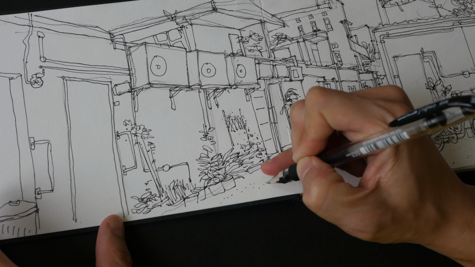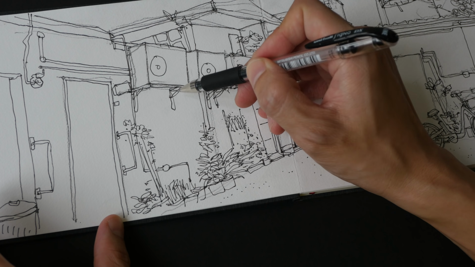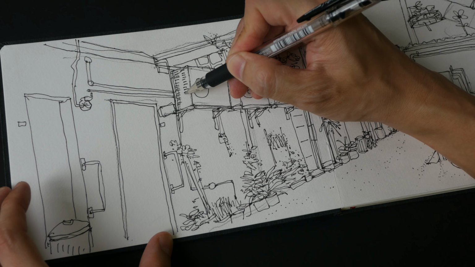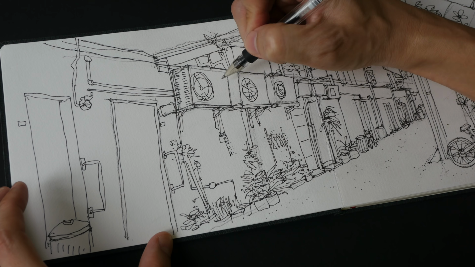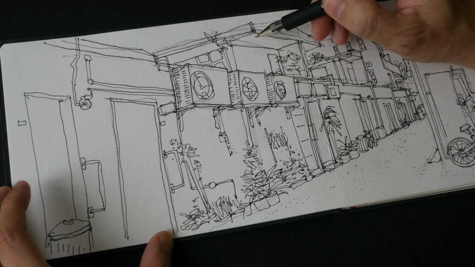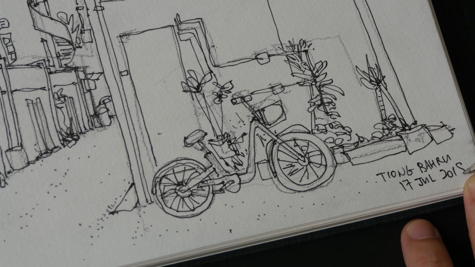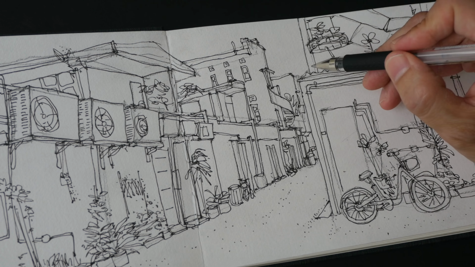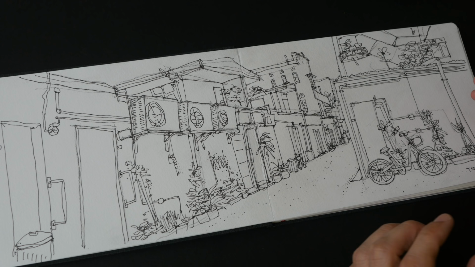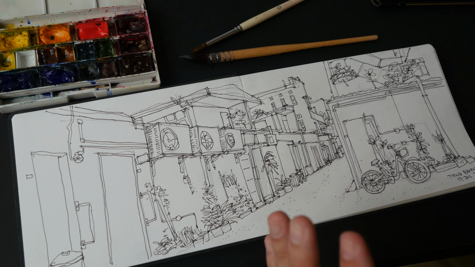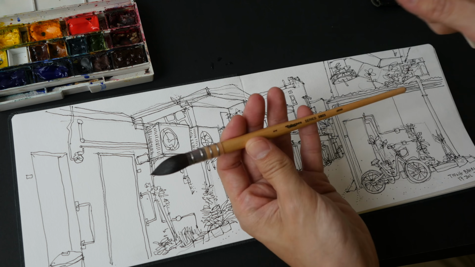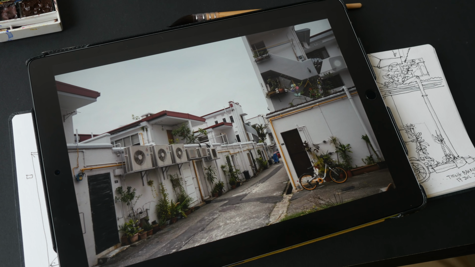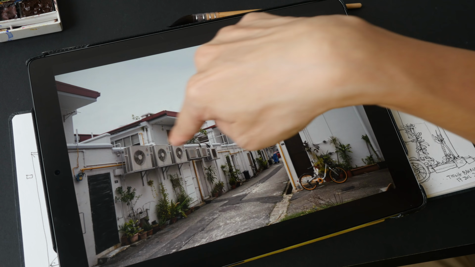Alright, notice that there are a lot of lines pointing to the vanishing point: the top of the wall, the top of the air conditioning units, the top of the doors, the bottom of the wall, the bottom of the doors. They all point to the vanishing point. If you mark out the vanishing point in your sketch, you can very easily just draw those diagonal lines pointing to the vanishing point. This is actually a much better way, a more accurate way than drawing from observation.